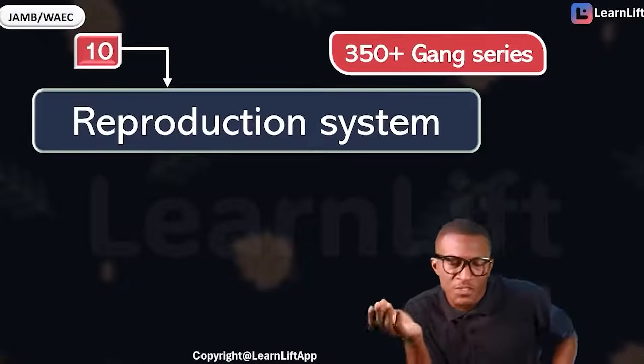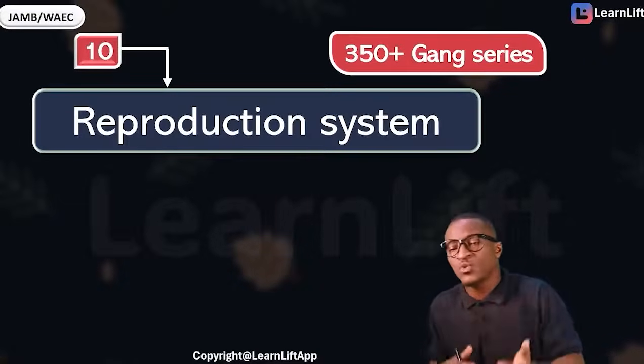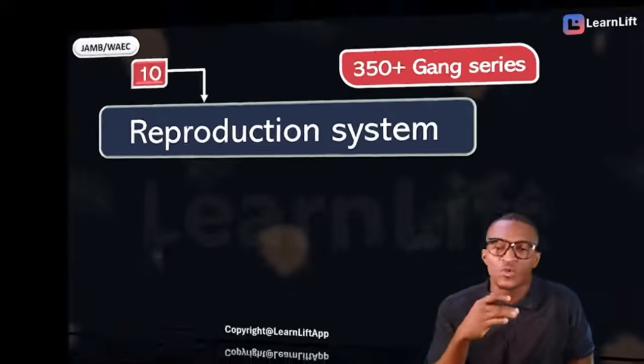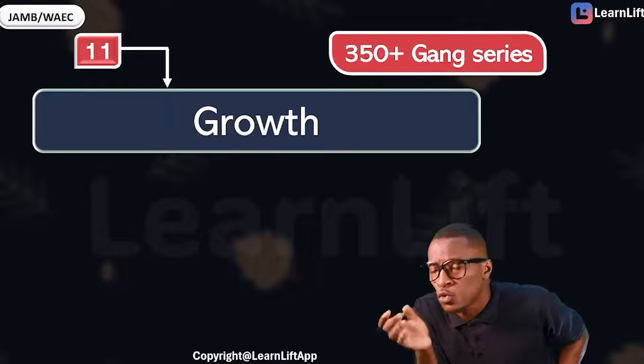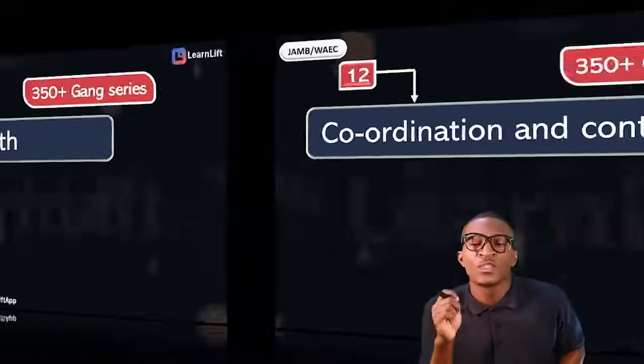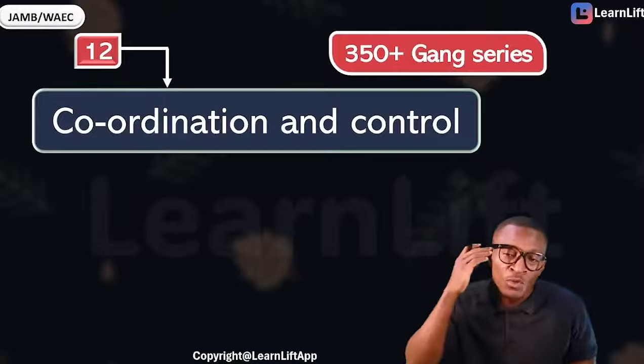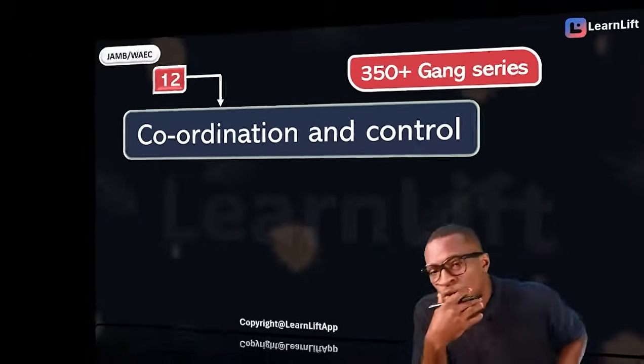We'll talk about your reproductive system in plants, sexual, we're going to talk about all of them, even their types, and treat them with their past questions. We'll go further to talk about your growth, very important. After that, we'll talk about your coordination and your control, talking about even homeostasis, hormonal coordination, brain, and so on and so forth.